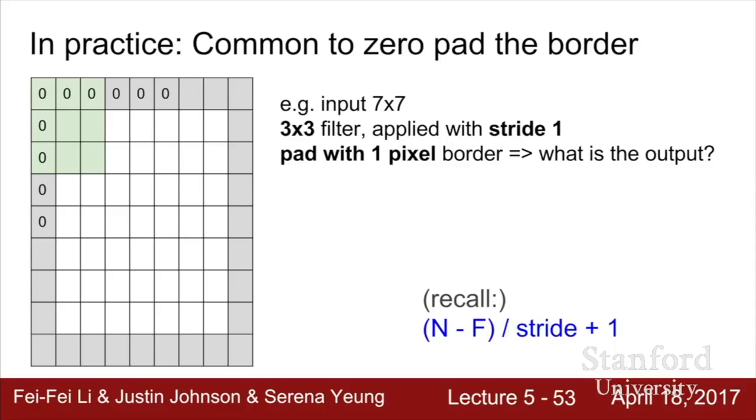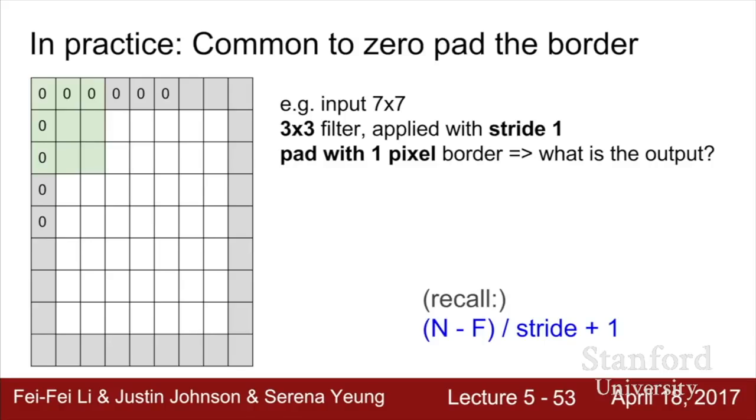This is related to a question earlier, which is what do we do right at the corners? What happens in practice is we actually pad our input image with zeros. And so now you're going to be able to place a filter centered at the upper right-hand pixel location of your actual input image.